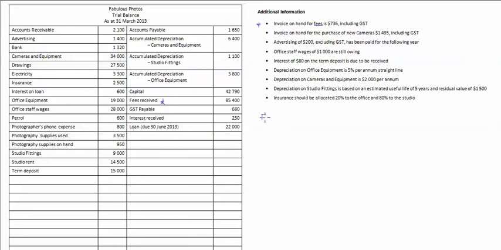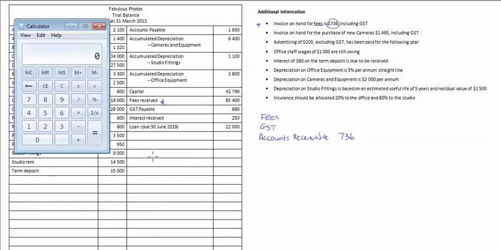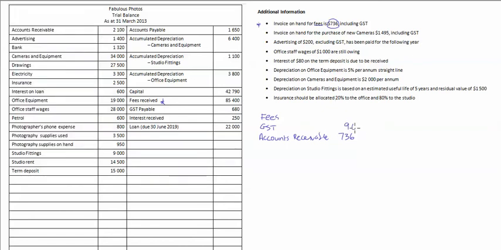So we're going to have to change fees. We're going to have to change GST. In this case, because it's one of our customers and we're going to receive payment from them, it will be an accounts receivable. Now, obviously we want to receive the whole amount from them. So accounts receivable will have to change by 736. The GST is going to be 736 times 3 divided by 23, which is $96, and the difference is going to be $640.